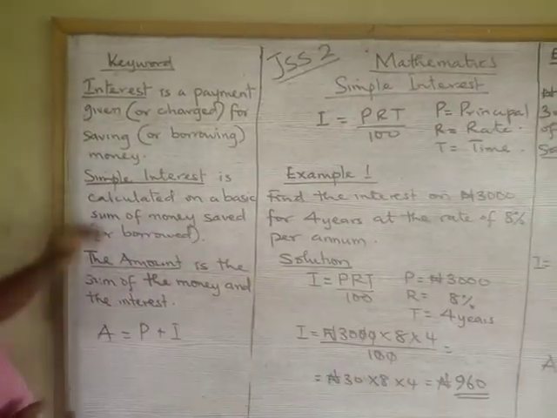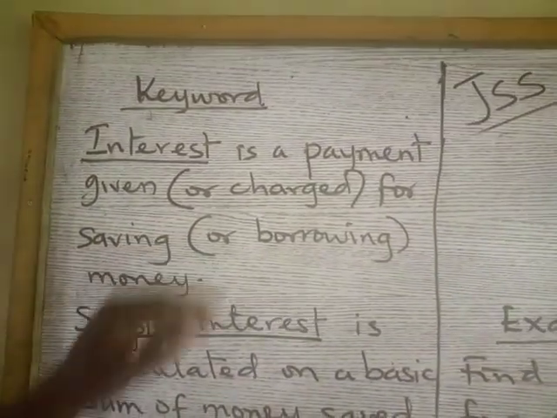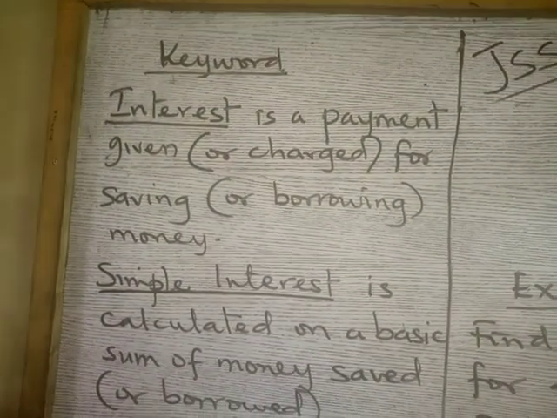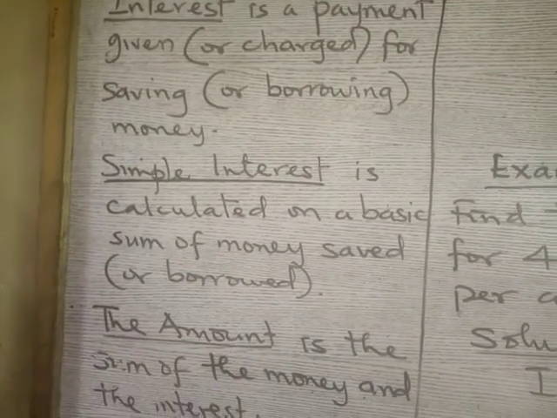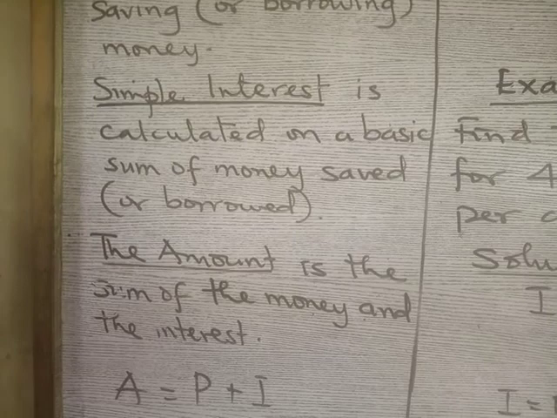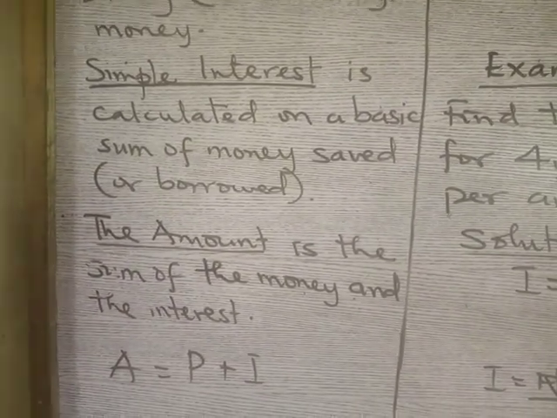Now if you look at what I have here, I said interest is a payment given or charged for saving or borrowing money. Then what do you mean by simple interest? Simple interest is calculated on the basic sum of money saved or borrowed. Then the amount is the sum of the money and the interest.